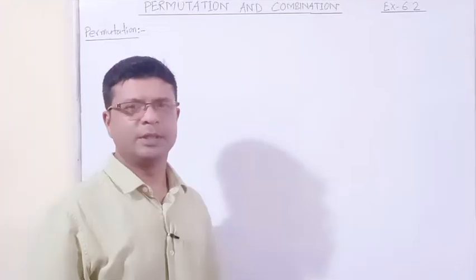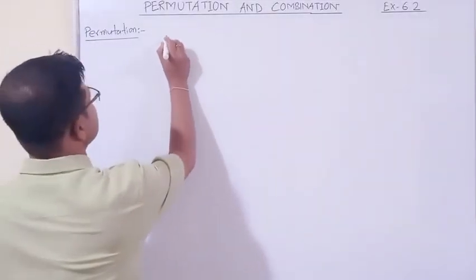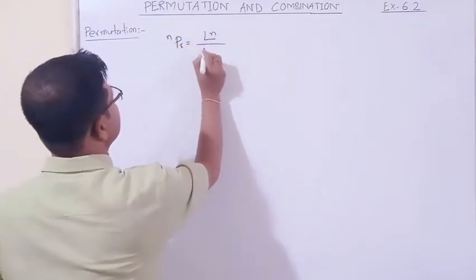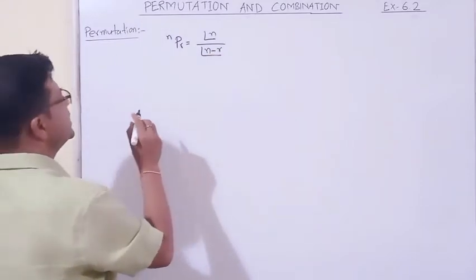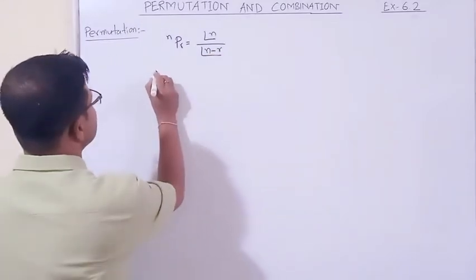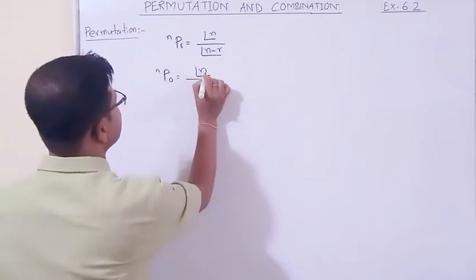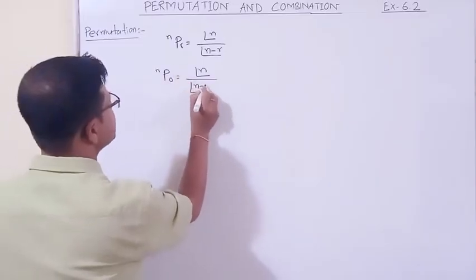Now dear students, let us see some basic things in permutation. Already we have this formula nPr equals factorial n divided by factorial n minus r. Now let us see some preliminary things. Suppose what is nP0? It is factorial n divided by factorial n minus 0.